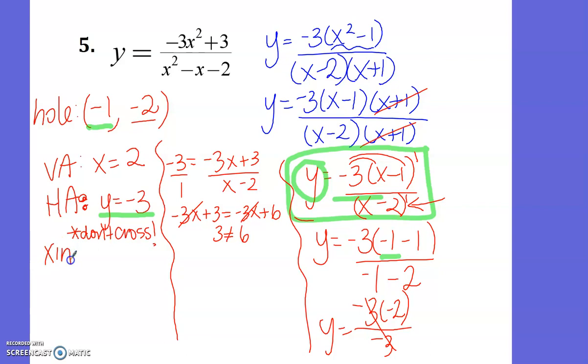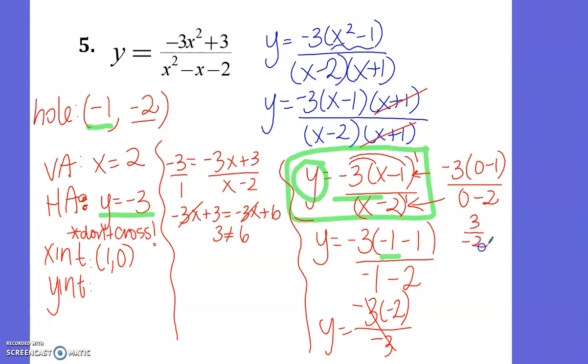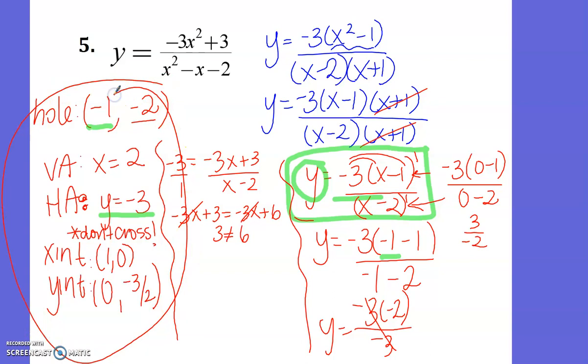Okay, x-intercepts come from the numerator. If I set that equal to 0, I get 1. So 1, 0. Y-intercept, if I plug in 0 for x, I get 3 over -2, so our y-intercept is 0, -3/2. Okay, there's all our important information. Okay, we have one more problem.